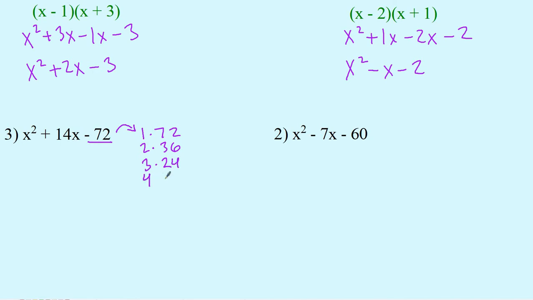24. 4 times, what is that? 18. And we have 6 times 12. 8 times 9. Okay, so lots more there, but still not too bad. We want to multiply to get negative 72 and add to get 14. So if I'm adding these, well, nothing's going to add to 14.